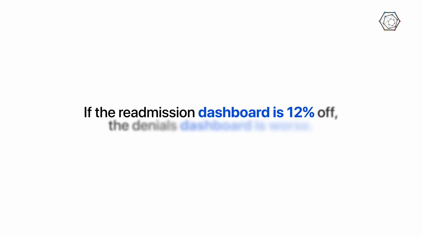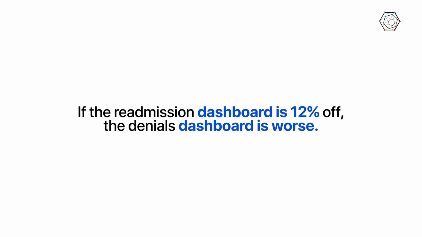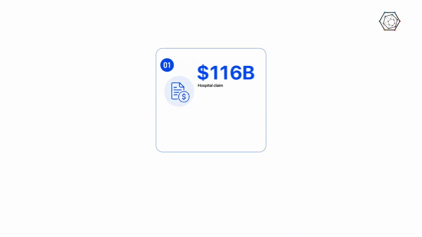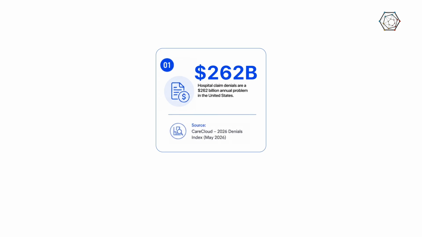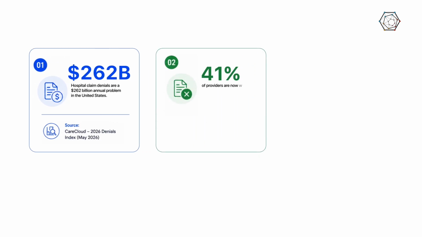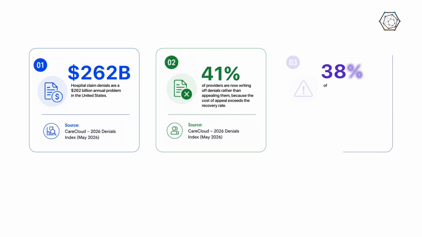If the readmission dashboard is 12% off, the denials dashboard is worse. Hospital claim denials are a $262 billion annual problem in the United States, according to CareCloud's May 2026 analysis. 41% of providers are now writing off denials rather than appealing them because the cost of appeal exceeds the recovery rate, and 68% of organizations cite front-end data errors as the leading denial driver.